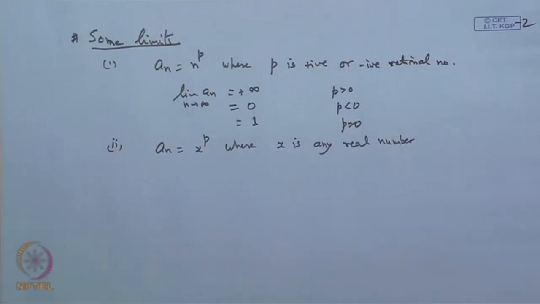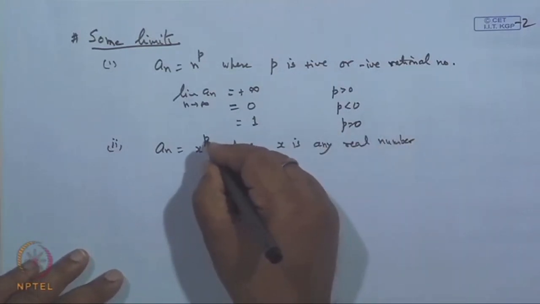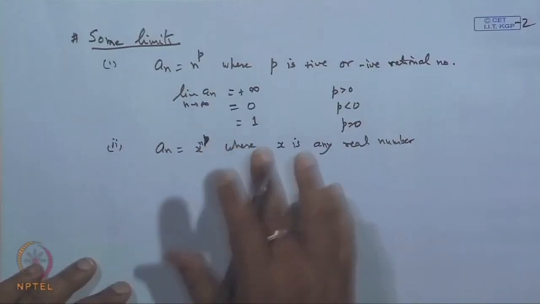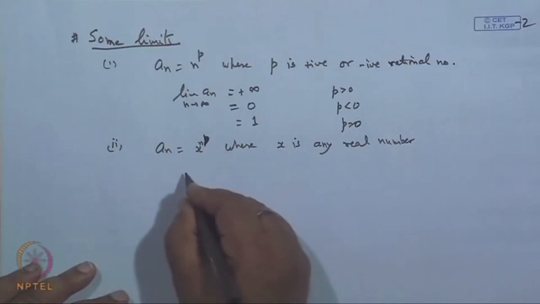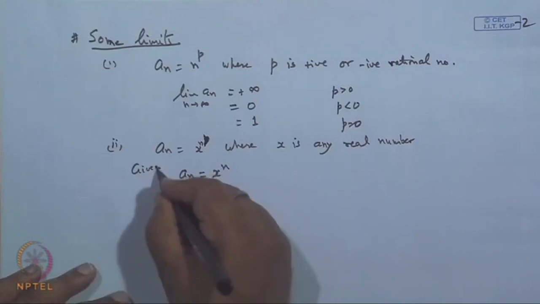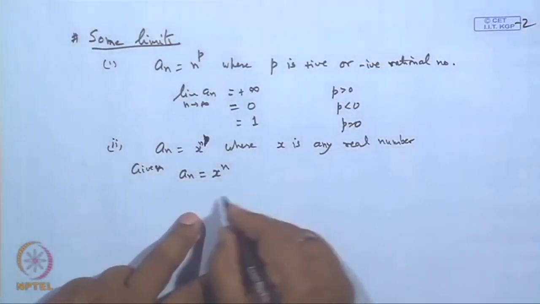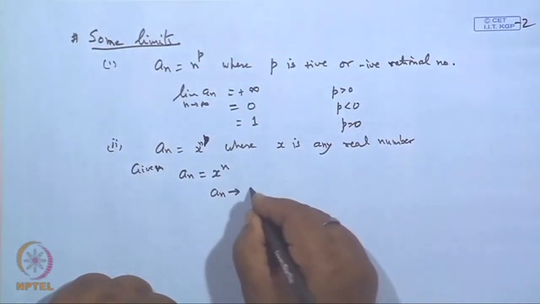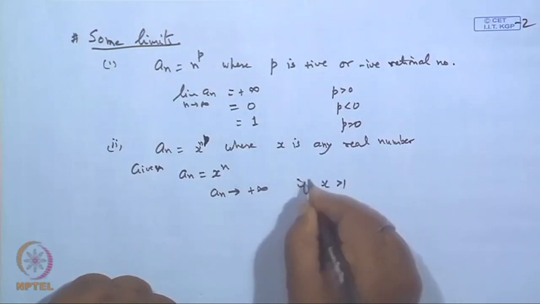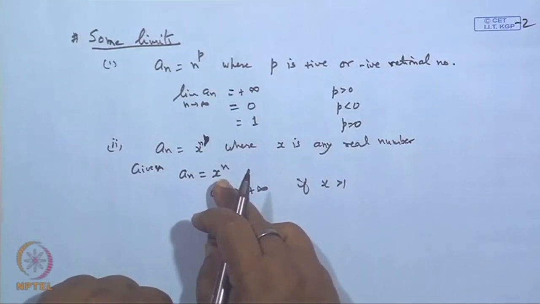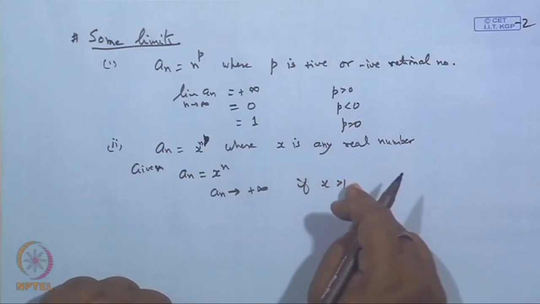Take x to be any real number, and consider x to the power n. That is a_n, x to the power n, given. Now, this a_n will go to plus infinity if x is greater than 1, because each term of the sequence is greater than 1, and in fact it keeps on increasing. So it increases to infinity.